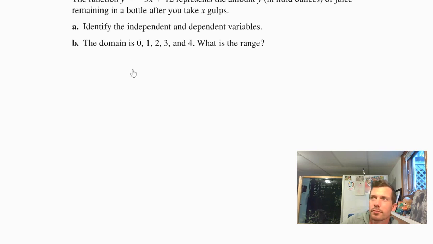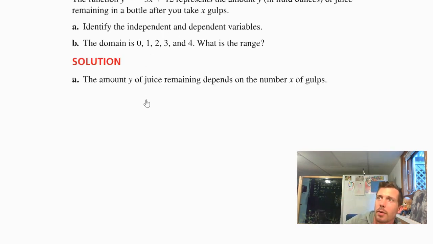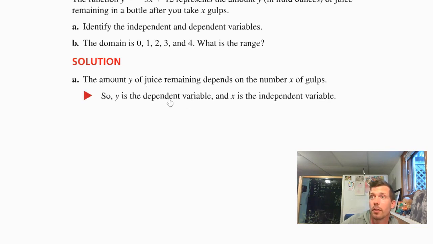So think about this. What is dependent on the other? I know that the amount of fluid that is going to be in this container depends on how many gulps I take. So if that's the case, my independent variable is basically your gulps, and the amount y of juice remaining depends on the number x of gulps. So that's how they put it. I would probably have stated it the other way, but that's totally fine too. So we know that y, the juice remaining, depends on the number of gulps. So y is the dependent variable and x is the independent variable. All right, so hopefully you can wrap your head around that, but please ask in class if you're confused on that.